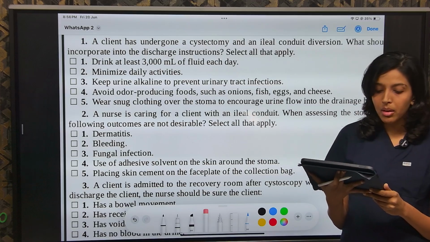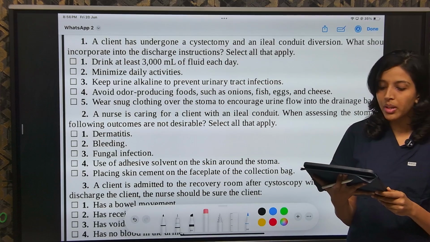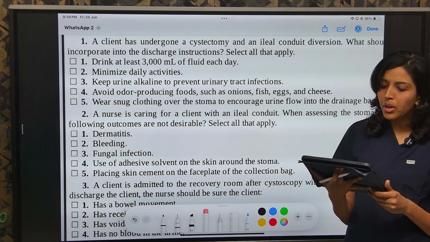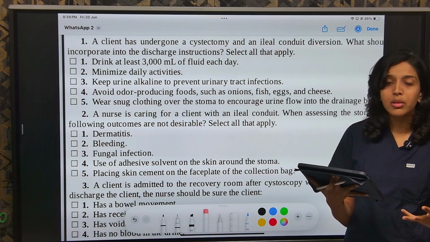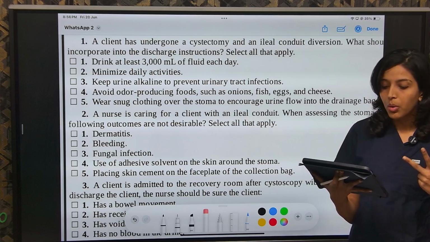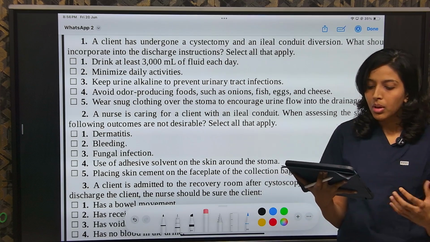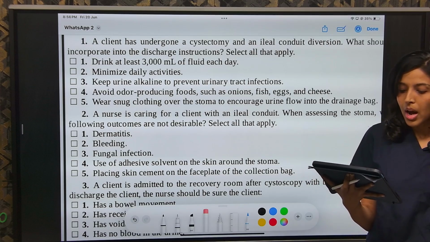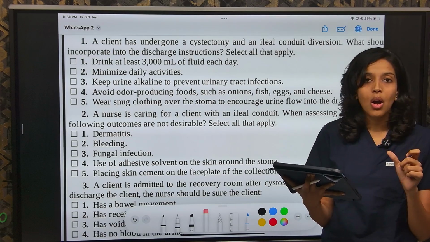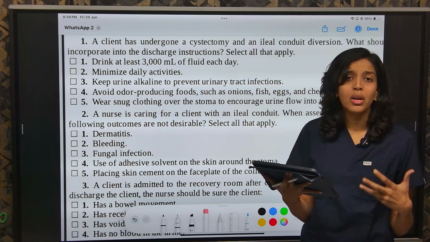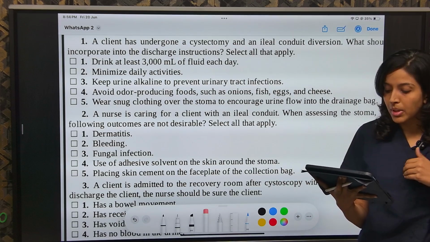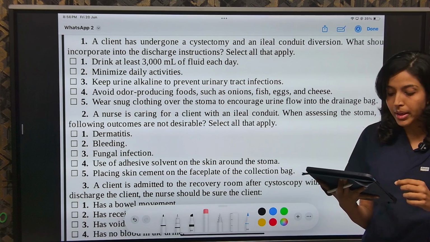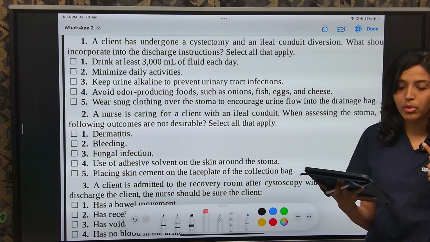Okay, the answer option number 1 is drink at least 3000 ml of fluid each day. And the second right answer will be avoid odor producing foods such as onion, fish, eggs and cheese. You need to know that we have to drink a lot of fluids to recover in renal disease. And if we have a cystectomy and eat some odorous foods like onion, we will discharge some odor from that stoma, so it will be disturbing. So the answers number 1 and 4 will be correct.